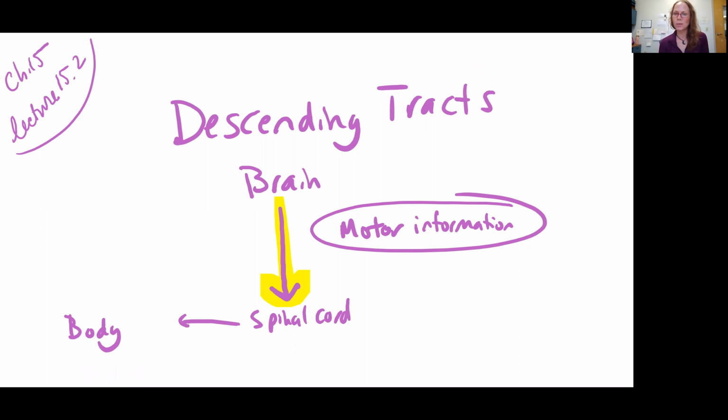This is a short one. We're just picking out a little bit of information about those tracts, looking at the connections between the body and the spinal cord and the brain. This time we're looking at descending tracts.